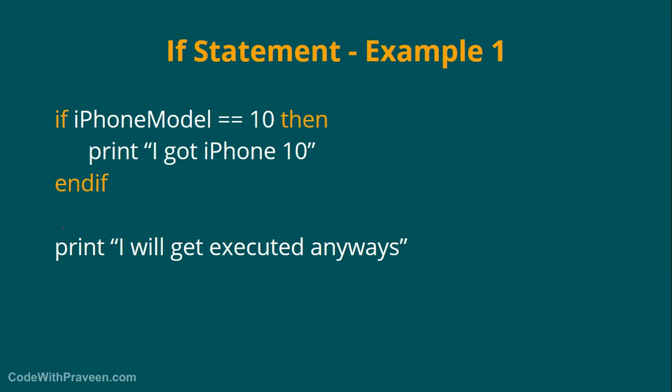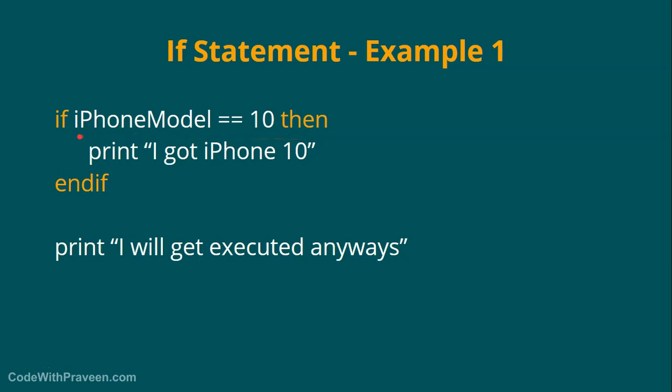Let us see a couple of examples for these if statements. The first one is again our simple iPhone model usage. So we want to print the I've got iPhone 10 message only if our iPhone model is 10. In other cases, we don't print this. So what we do, if iPhone model equals 10. So in our case, this is the condition. If this condition satisfies, then we print these set of statements.